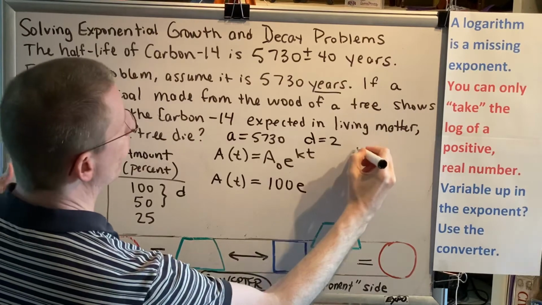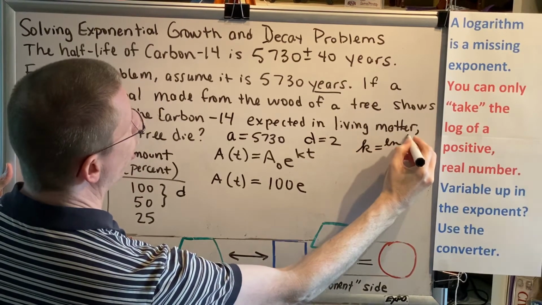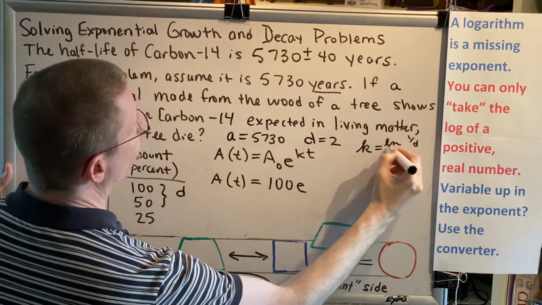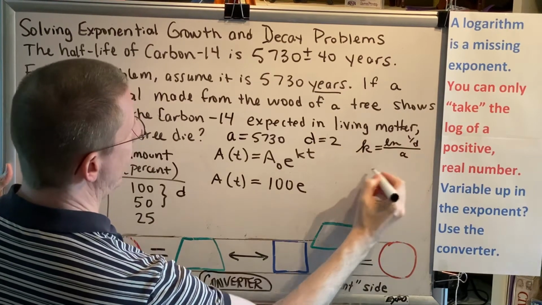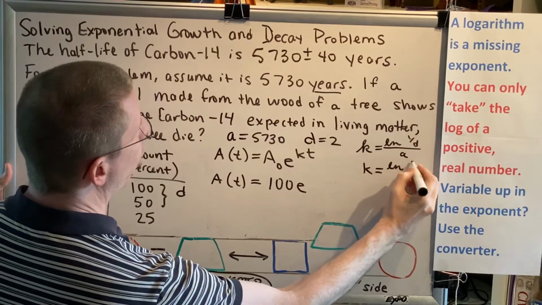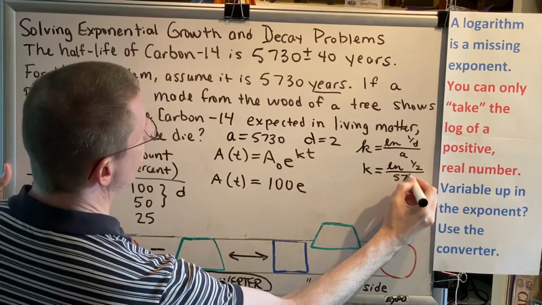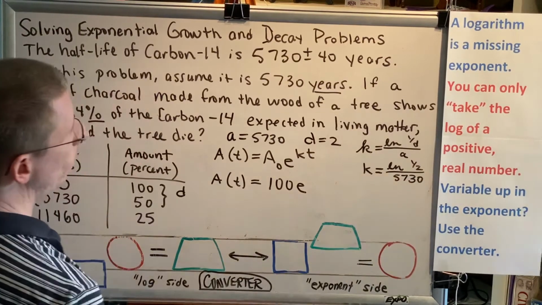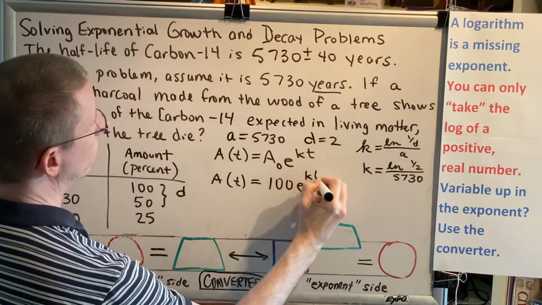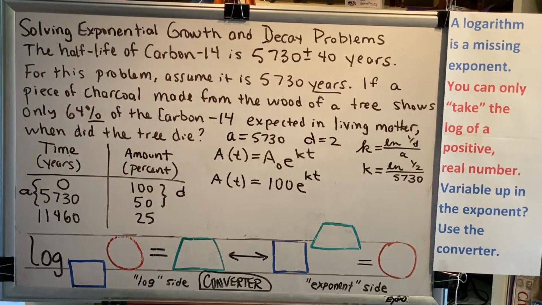K will come from a formula. K is equal to the natural log of 1 over d, all divided by A. So in this particular case, k is equal to the natural log of 1/2 all divided by 5730. So when we need k later on in our solution, we have it right here and we'll be able to plug in. All right, now we're ready to answer the question.